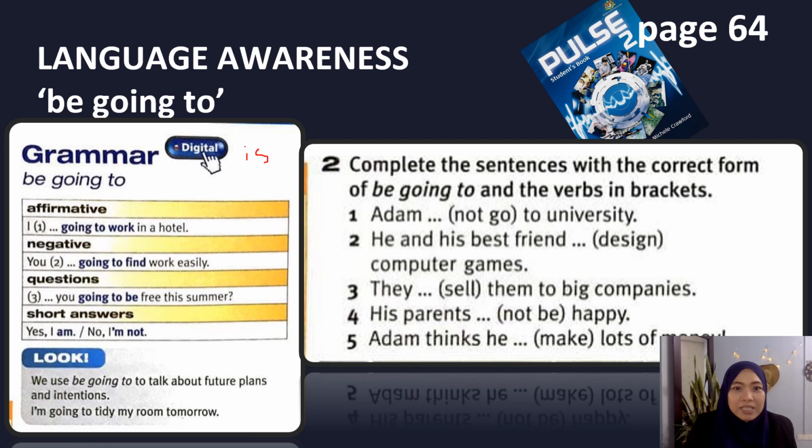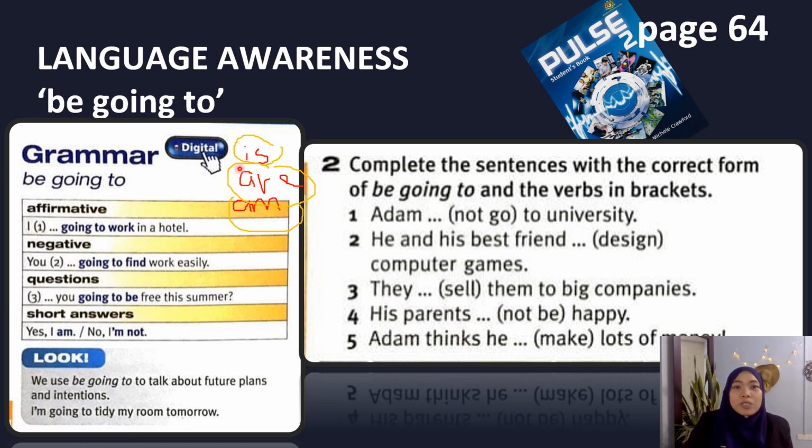Right, is, are, and also am. All right, is, are, and am. Okay, it depends on what is the pronouns that you use. Is is for singular pronouns, are is for plural pronouns or the word you, and also am is for the I. Okay, so we are going to look at this.